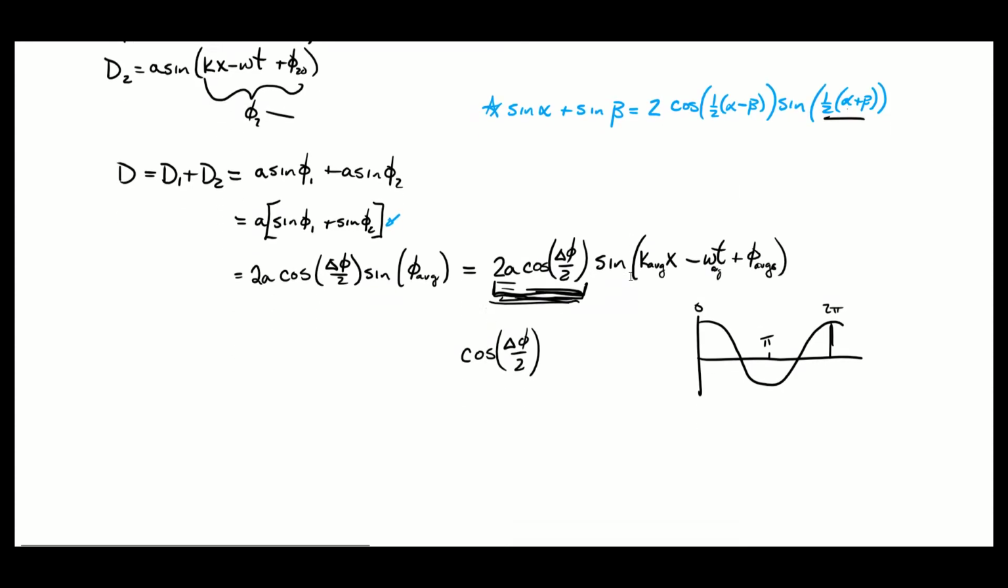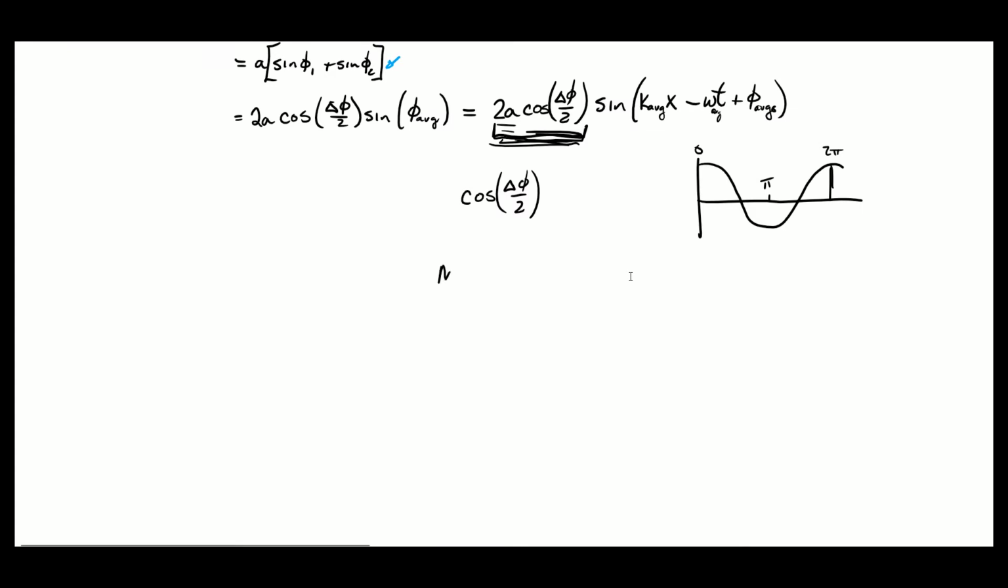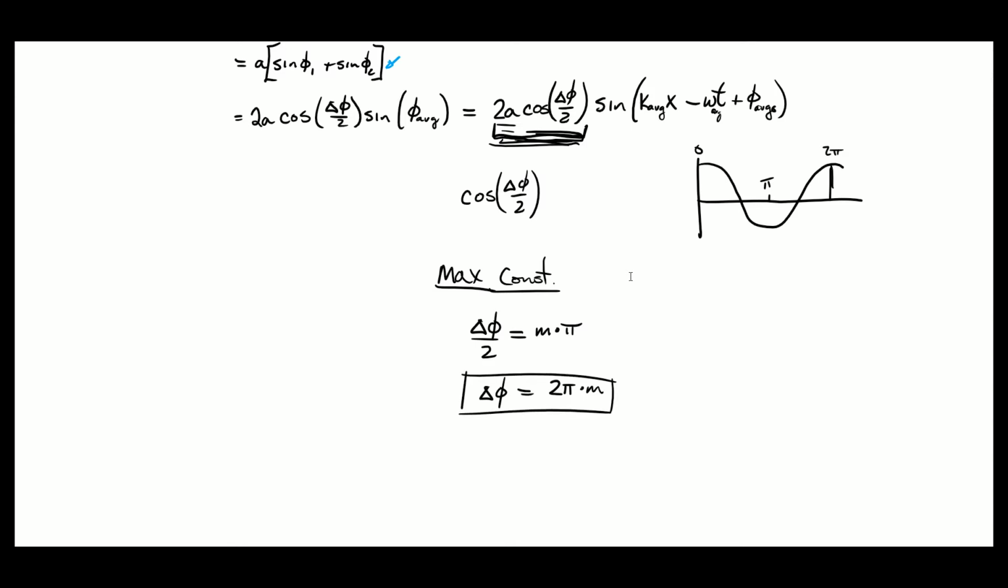So for maximum constructive interference, let's write max construct, we have that delta phi over 2 has to be some integer multiple of pi, right? Or that phase difference between those two waves has to be 2 pi times some integer multiple, right? And if that's the case, we end up seeing that maximum constructive interference where we have just a sine wave where the amplitude would be 2a, right?